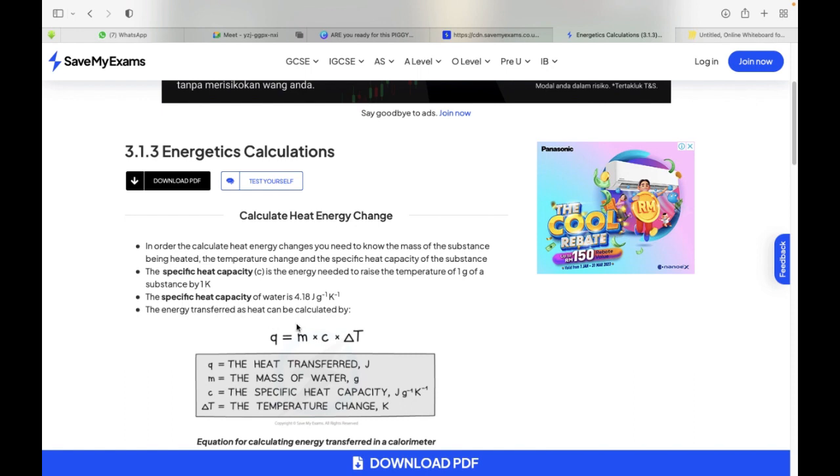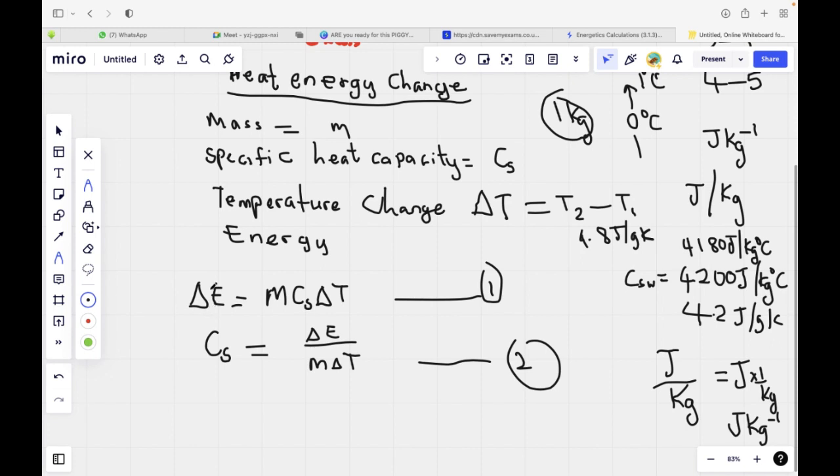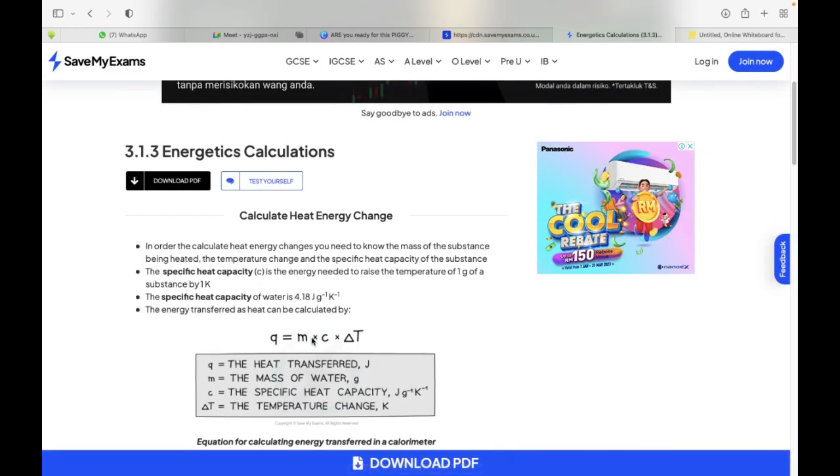The energy transfer as heat can be calculated like this. This Q is the one we use E for. Some textbooks use Q here. You can use delta Q as your energy. It's also a symbol. So the energy equals the mass times the specific capacity. I told you some textbooks don't put a small s here. I used to put it to show that it's the specific heat capacity. So mass times the specific capacity times change in temperature. All of these parameters have been defined here.